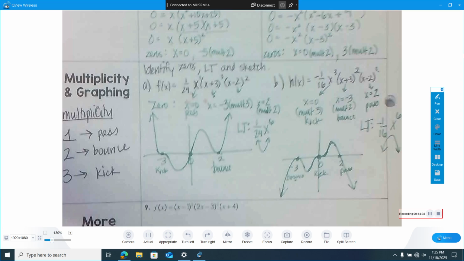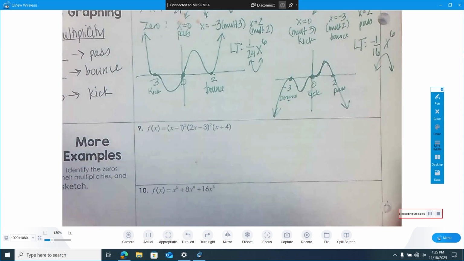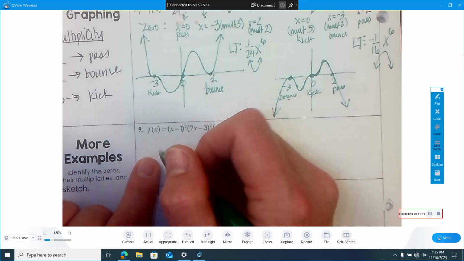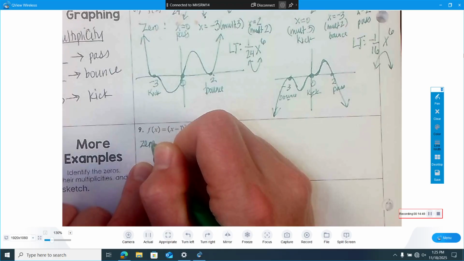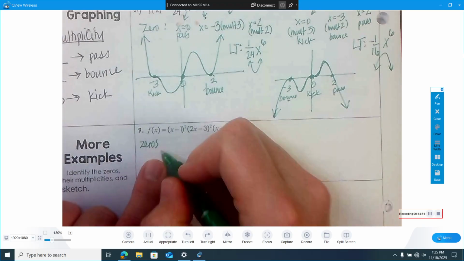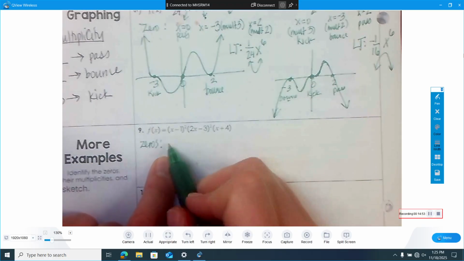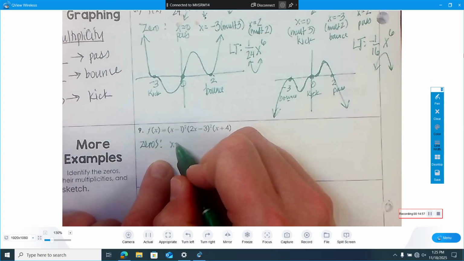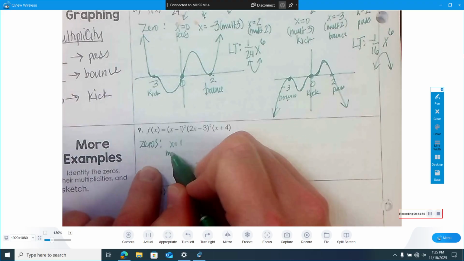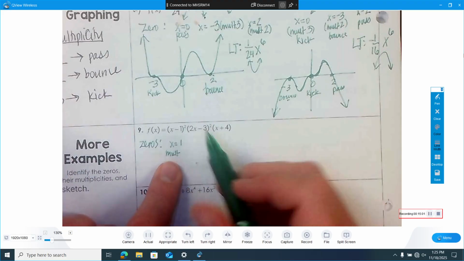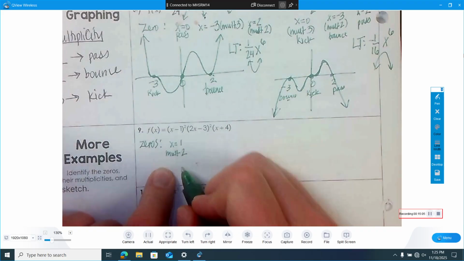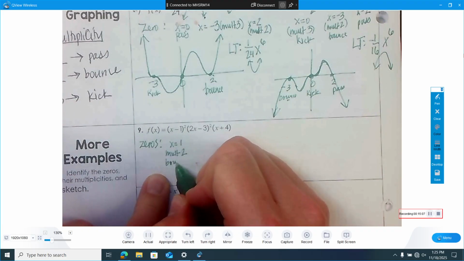So let's just do one more here, and then I think you'll have it. Here's our function again in factored form. What are the zeros and their multiplicities? What's our first 0 here? x equals 1, and it has a multiplicity of 2. And a multiplicity 2 is a little bounce.